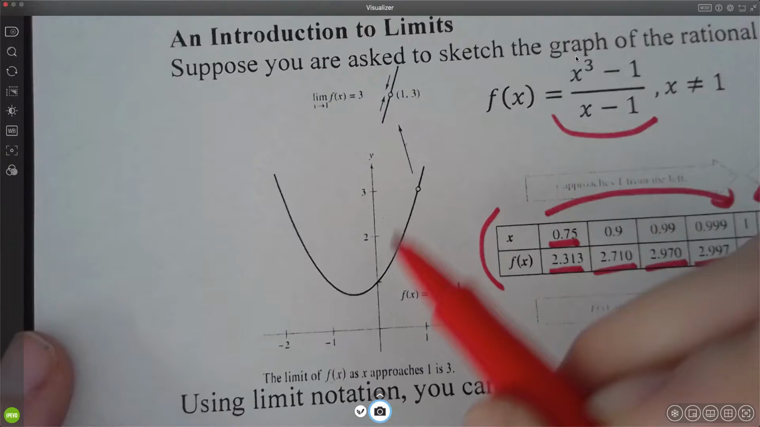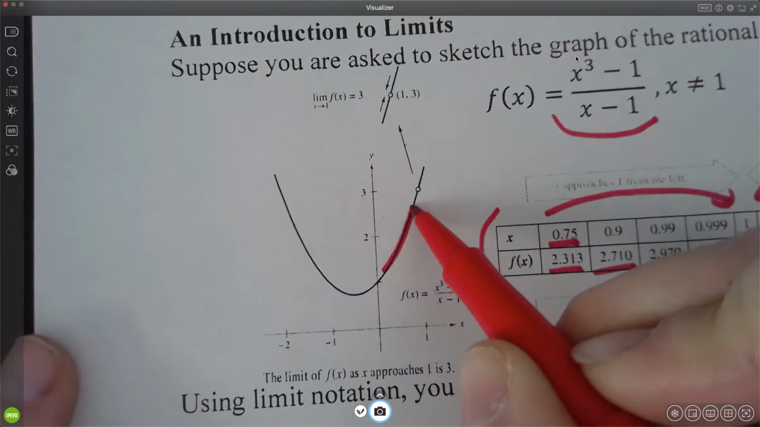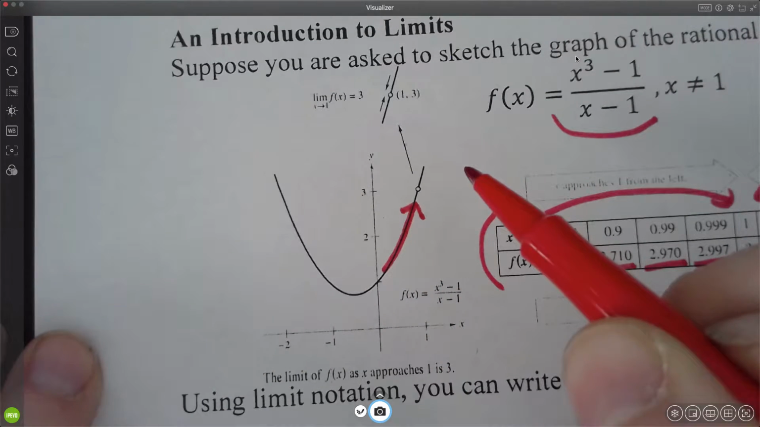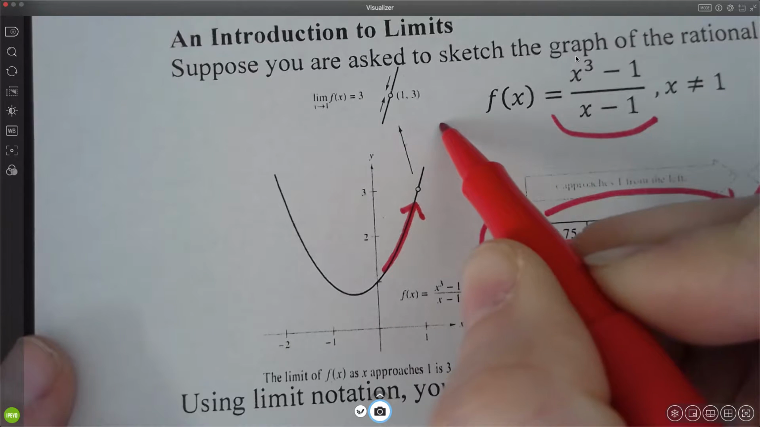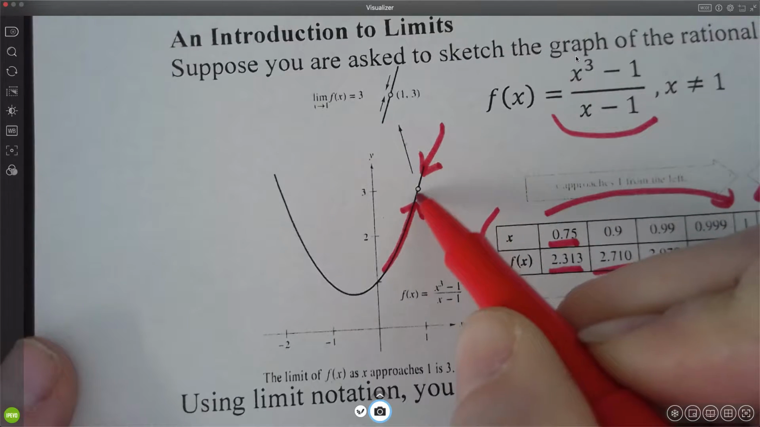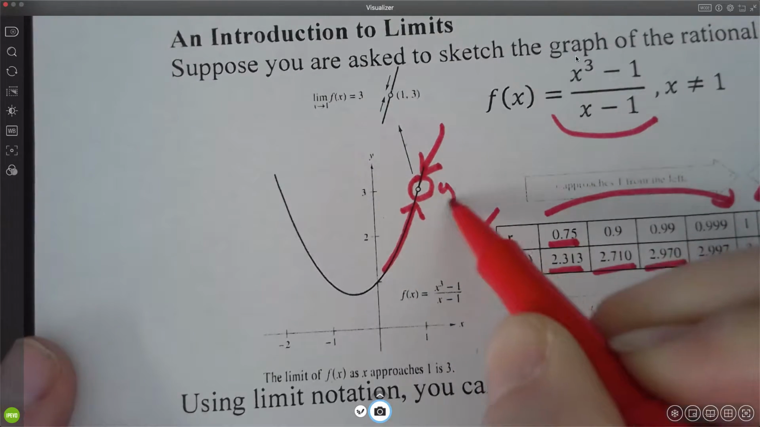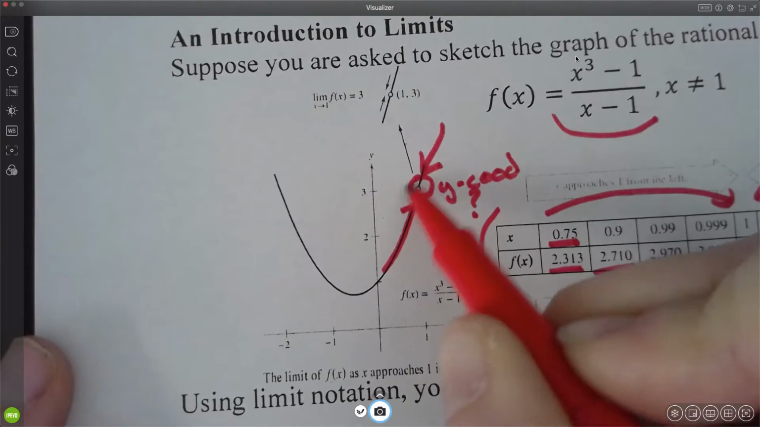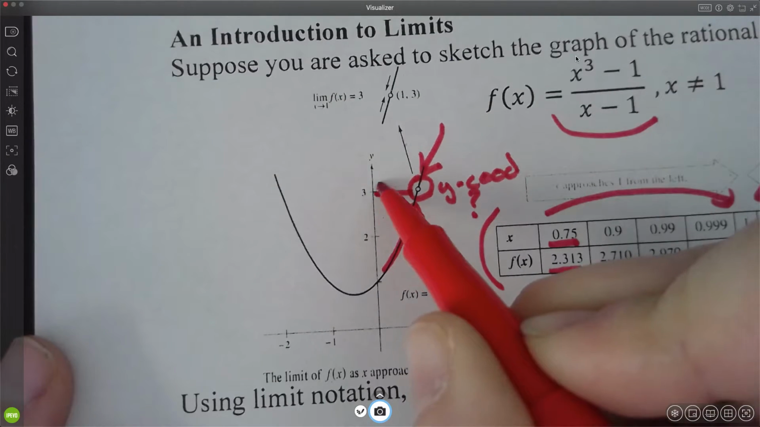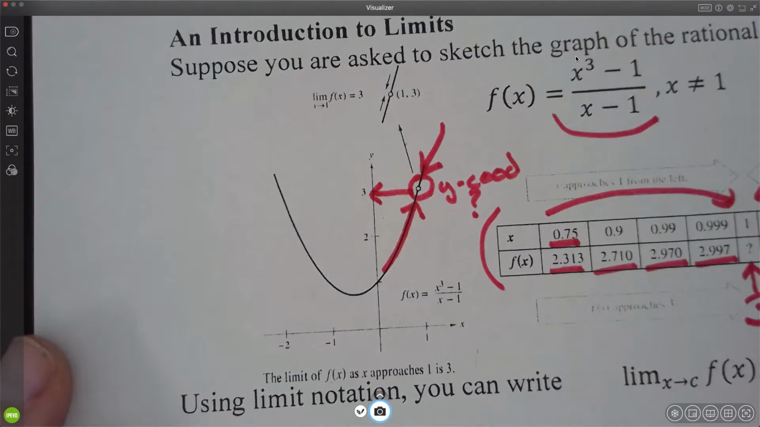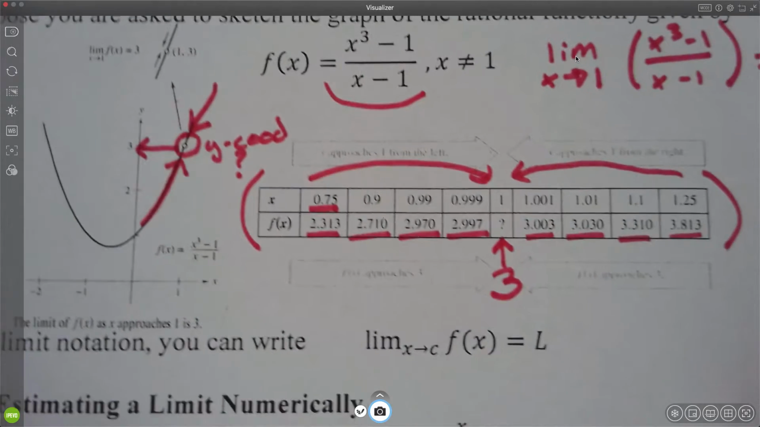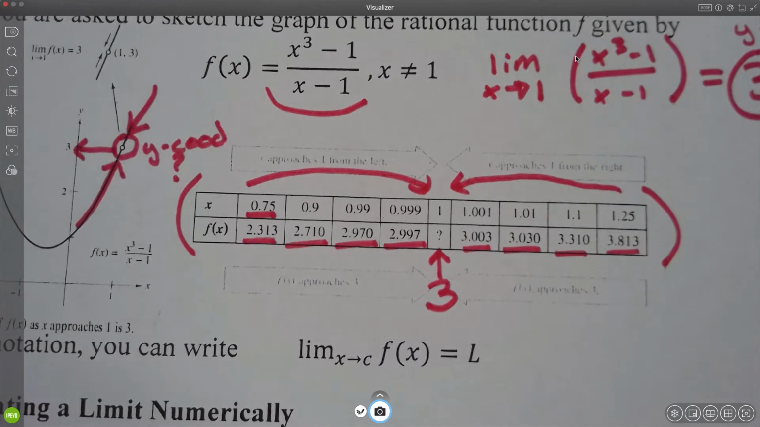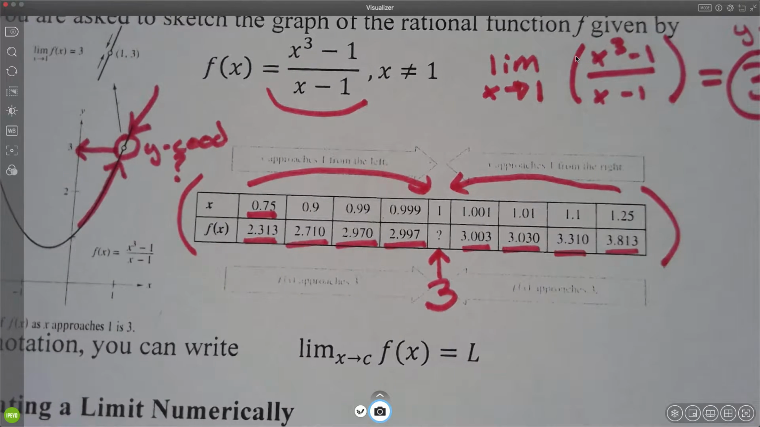So what's happening here is we plugged in numbers on the left side of 1 and on the right side of 1, and it's really pinching in toward what this y coordinate is. And we found that it's really getting close to a y coordinate of 3 right here, okay? And so that's what the limit is going to be. So we're evaluating places that can't be evaluated, like where vertical asymptotes happen and where holes happen. So that's kind of what's happening here, okay?